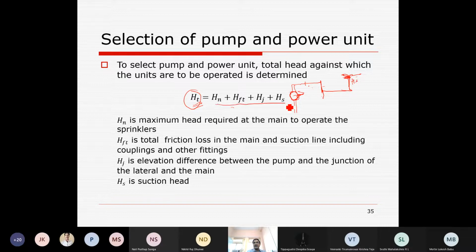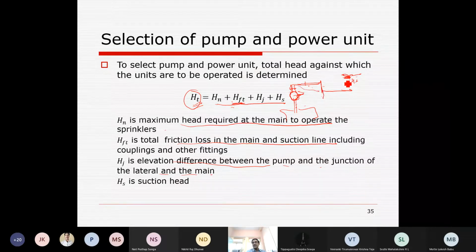And the total head is, just for an example, HN, that is the maximum head required at the main to operate the sprinkler, main line. HFT is the total friction loss in the main and suction line. This is the main line and suction line from the source of water, including couplings and other fittings in the pipe. Then HJ is the elevation difference between the pump and the junction of lateral and the main, because that is a matter of head loss, meaning loss of head because of gravity, and HS is the suction head here. So the pump size should be decided based on the total head that is required to operate the system. That gives an idea to select the pump size and the power unit.